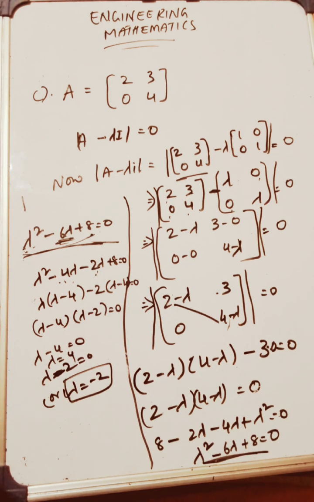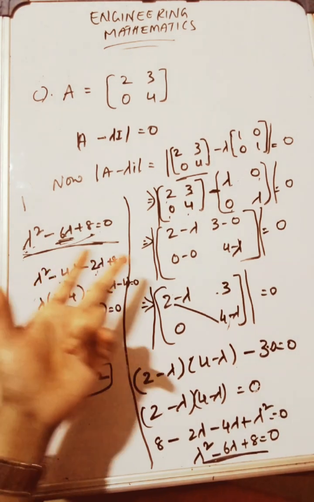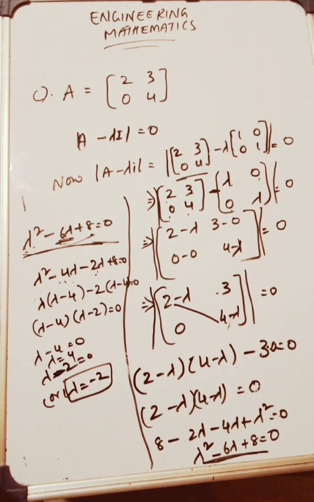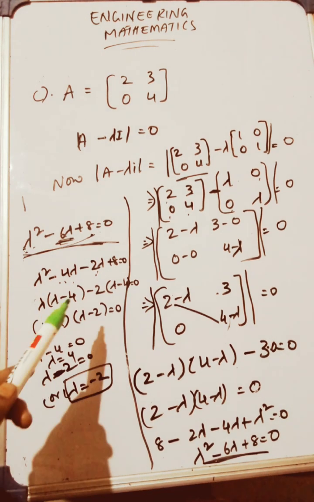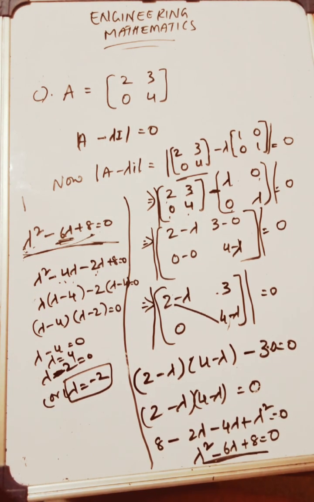Okay, these are the characteristic roots. Lambda is equal to 2. This is a factorization technique. You will learn all this factorization in our 8th class, 7th class. After 7th class, I think you will learn this factorization method. Okay.